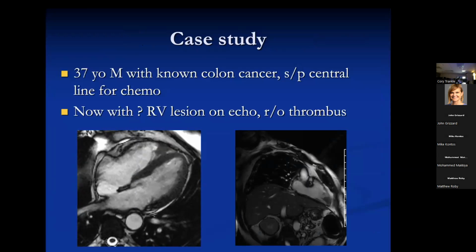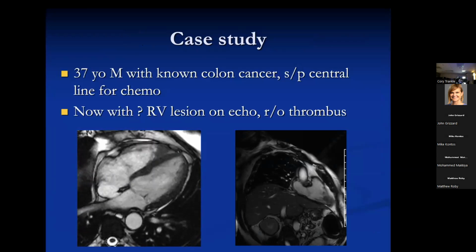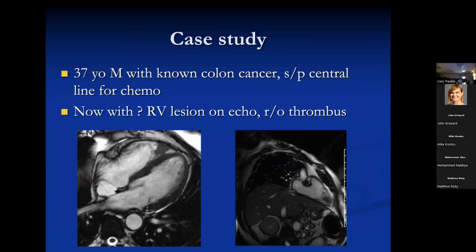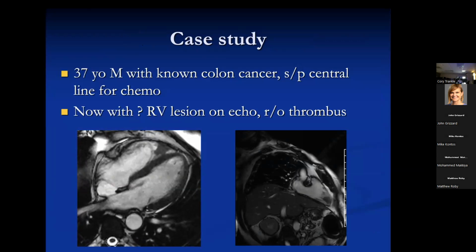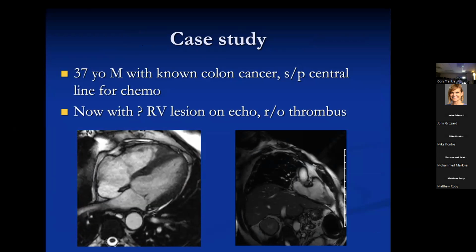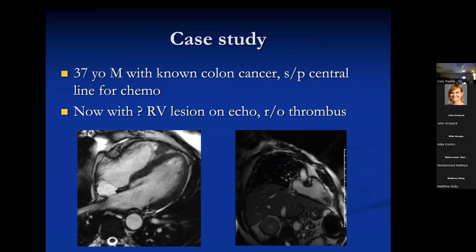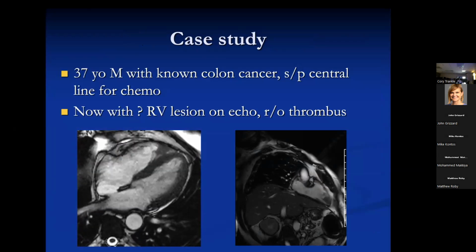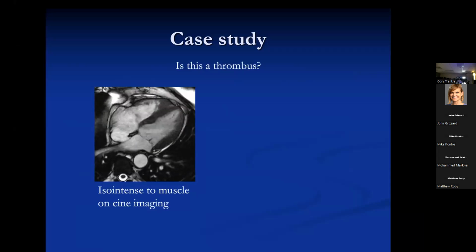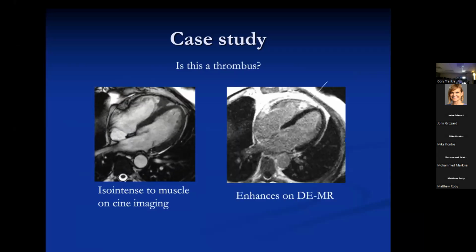Okay, here's another interesting case. 37-year-old male known to have colon cancer. He had a central line in, and they found something on echo, suspected right ventricular lesion. And so they wanted to rule out thrombus. And if you look at that, it's isointense to muscle, and you might think, okay, yeah, maybe that's thrombus. So you wouldn't really be able to figure that out. But then if you do delayed enhancement, wait a minute, it's enhancing. So it's not a thrombus, right?